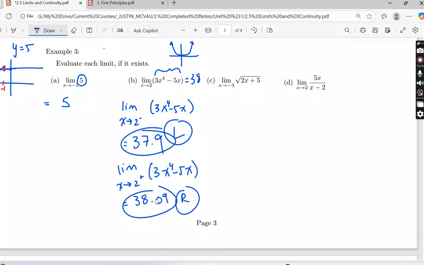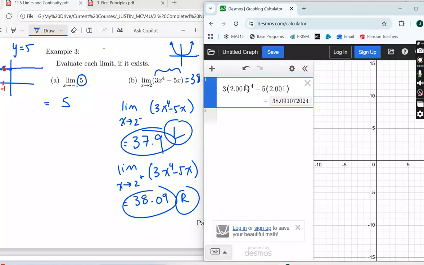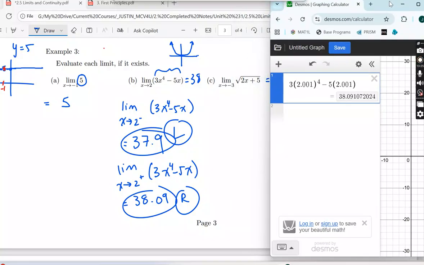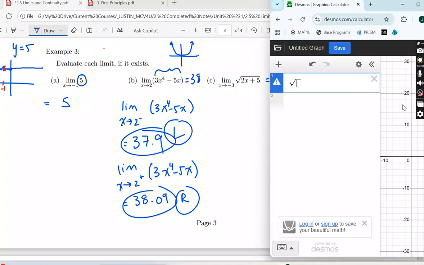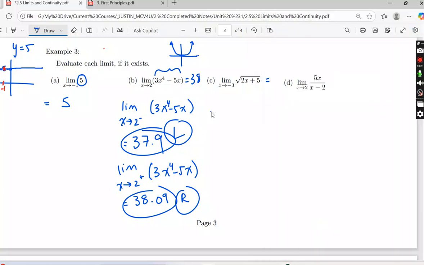All right, so now let's look at this one. So let's say I wanted to cheat a little bit, and I go, okay, I'm going to plug in -3 into this. Let's see what happens. Undefined. Why? Because 2 times -3 is -6. -6 plus 5 is -1. You can't square root -1. So plugging in wouldn't work here. So let's test the limit. That doesn't mean the limit doesn't exist, okay?